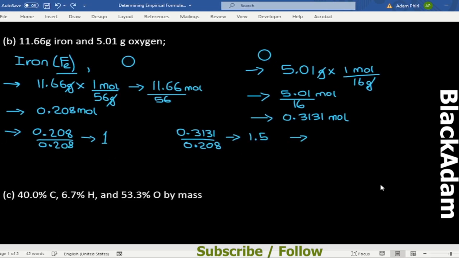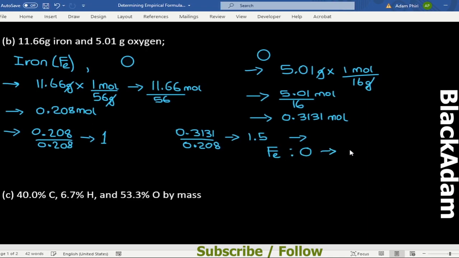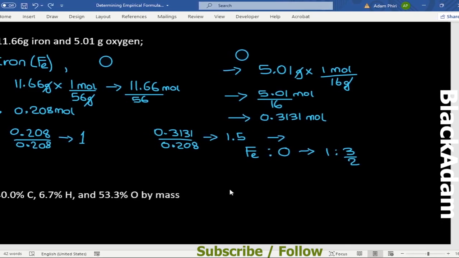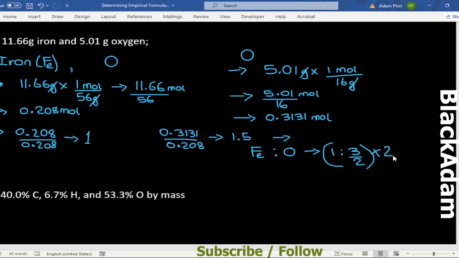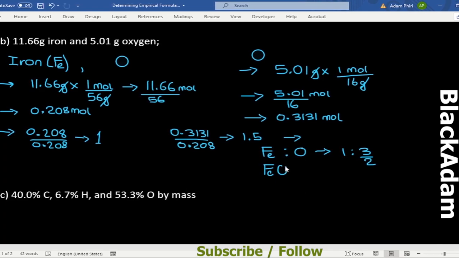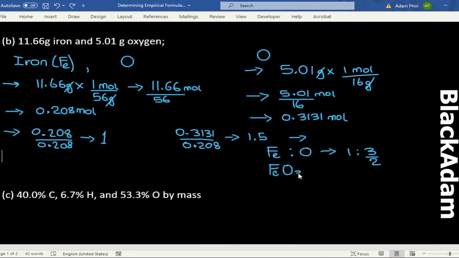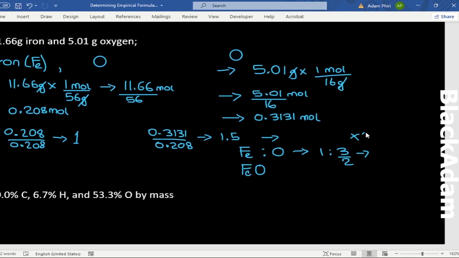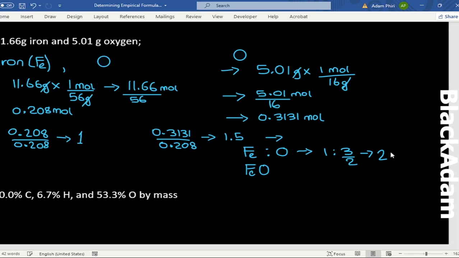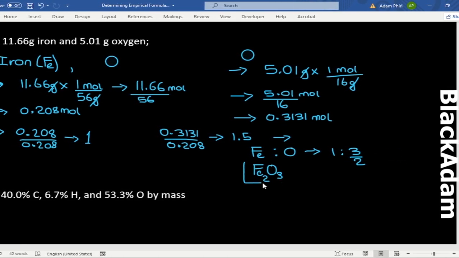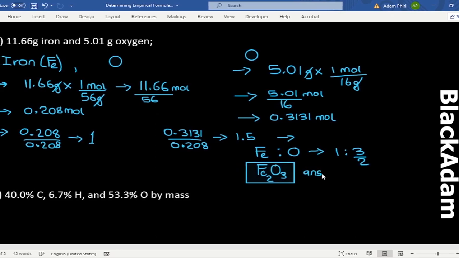So looking at that 1.5, we write it as a mixed fraction. So iron and oxygen, that is 1 to 3 over 2. So 3 over 2 is 1.5. So to take out the fraction, we multiply both sides by 2. So 1 times 2 gives us 2, and then 3 over 2 times 2 gives us 3. So it's 2, 3. So we need 2 atoms of iron and then 3 atoms of oxygen.